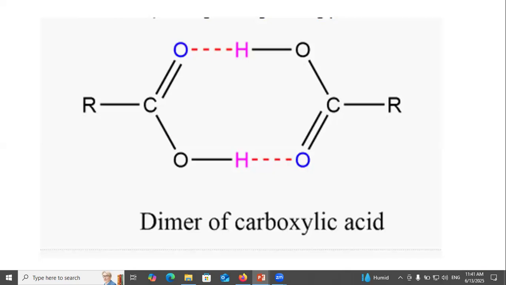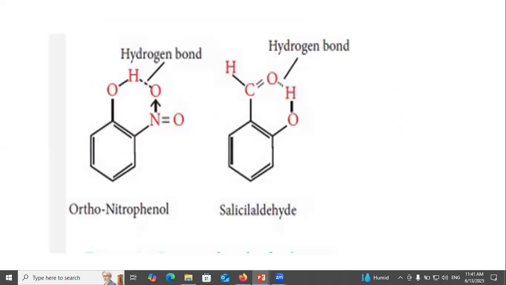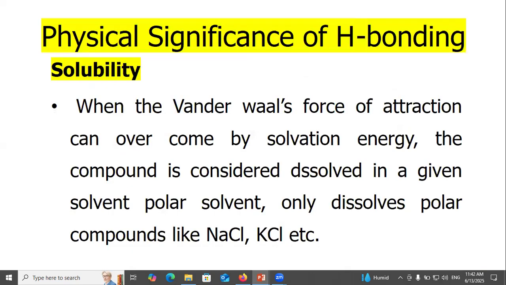This is the dimer of the carboxylic acid. This is also intermolecular hydrogen bonding. Intramolecular hydrogen bonding: if hydrogen bonding occurs between the atoms of the same molecule, then such type of hydrogen bonding is called intramolecular hydrogen bonding. This is the intramolecular hydrogen bonding between orthonitrophenol and salicylaldehyde.